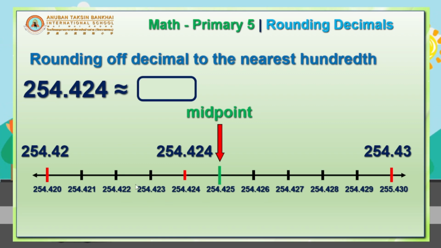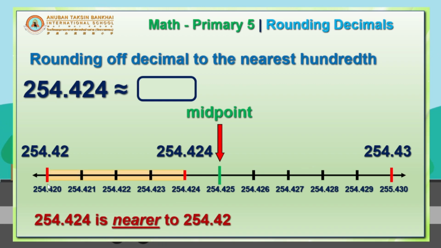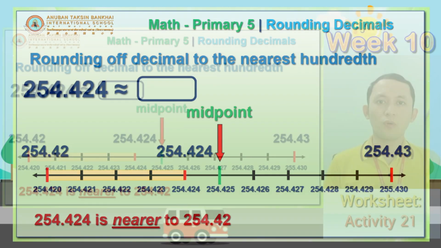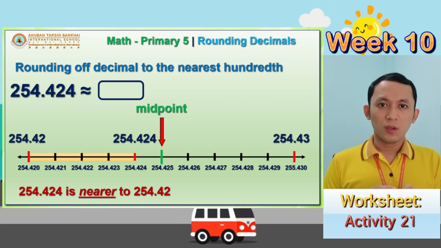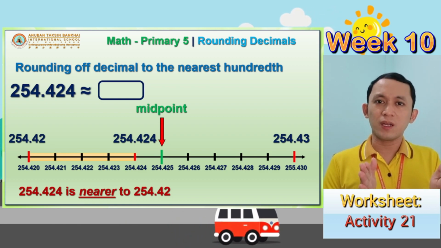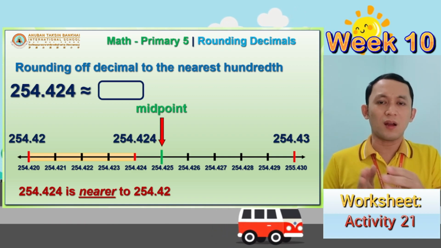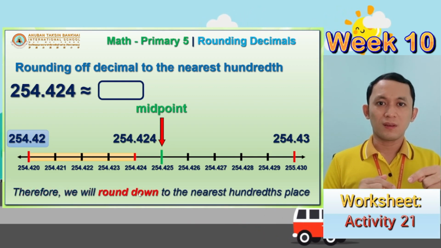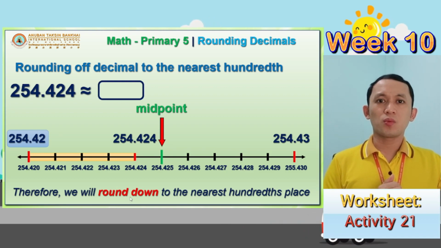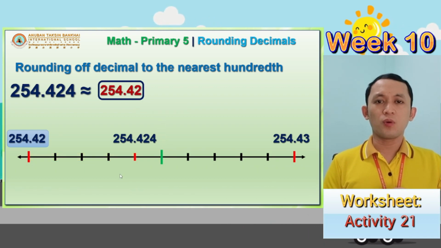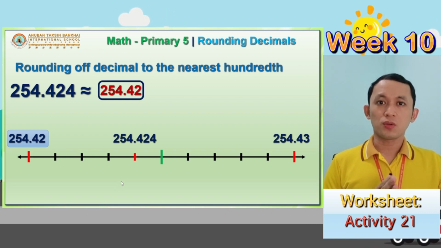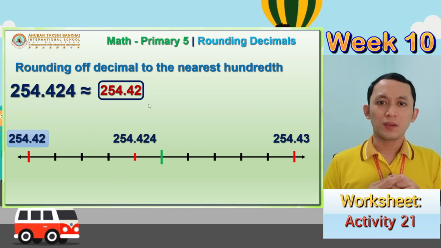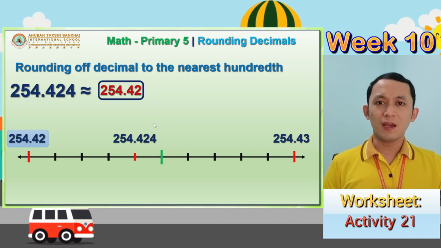Now, you could see here that 254.424 is actually nearer to 254.42. So since the number is near to this side here on the left side, then therefore we are going to round down. Okay, so therefore our answer will now be 254.42. So therefore our answer is correct. Okay, now let's have another example.